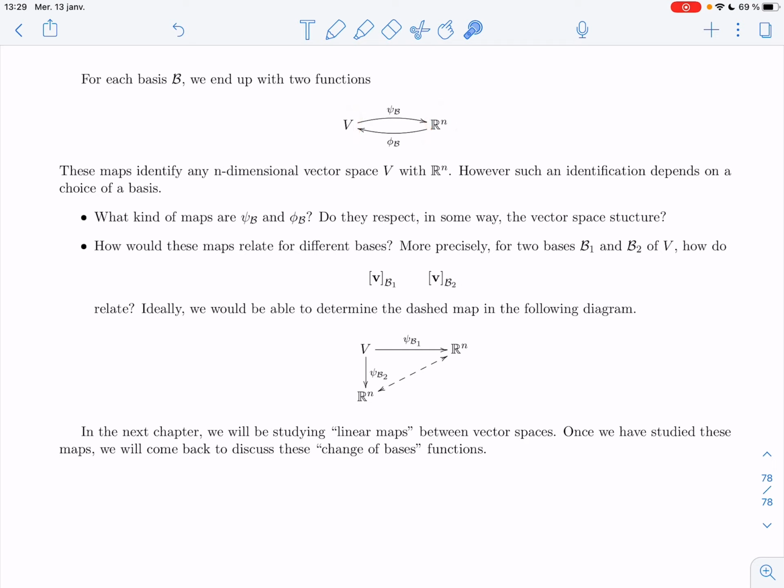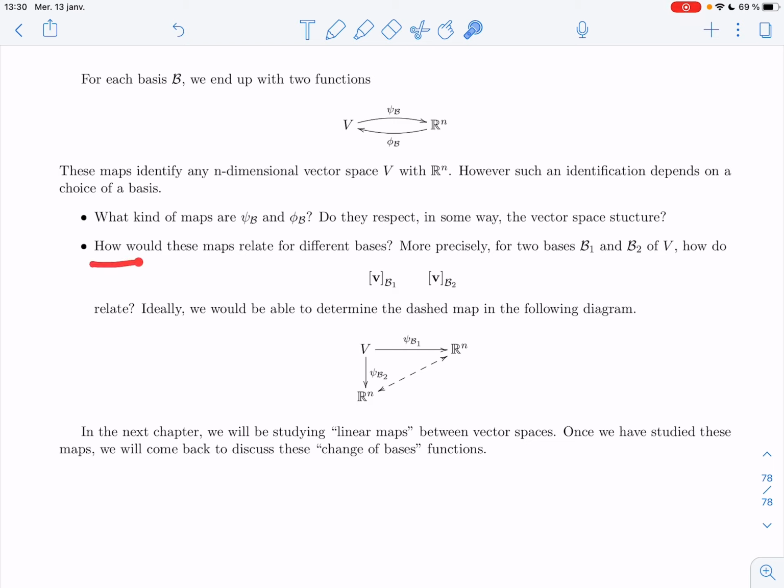There's a bit more, because the identification depends on a choice of basis. So once you fix a basis, then the two are the same. But choosing a basis is a bit arbitrary in general, and so the identification is not natural. Right? The questions that we have left to answer, and that we'll answer in chapter 2, is what kind of maps would these be, so that they respect in some way the vector space structure? So what we'll see is that they're linear maps, which we'll define in the next section.